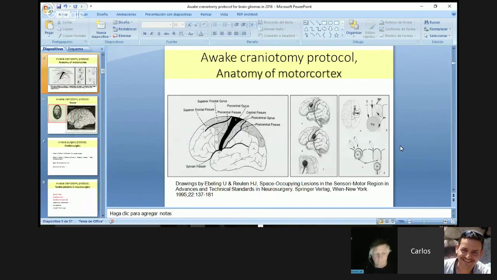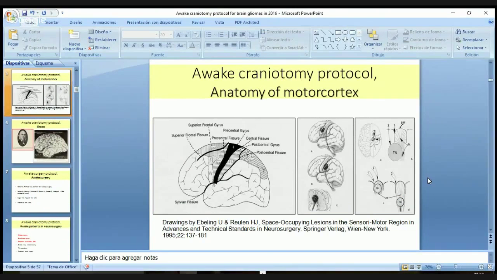In awake craniotomy, we must know very well the anatomy of the motor cortex. We need to know where the precentral gyrus and postcentral gyrus are localized, where is the location of the Broca area or the language areas, such as Wernicke area.